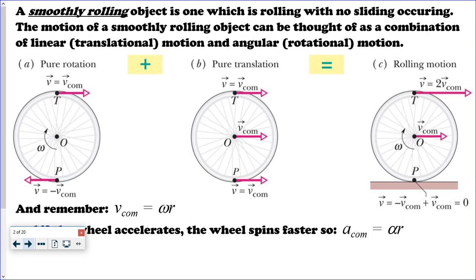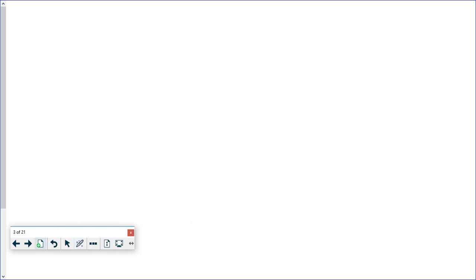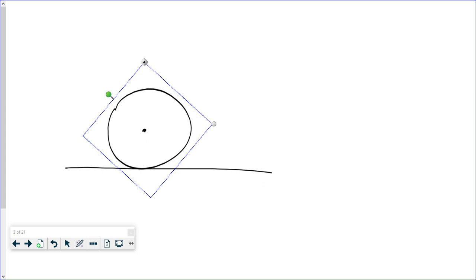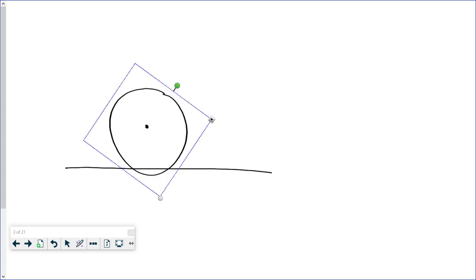Well, when an object, let me see if I can get this to work. I don't think I'm going to, but imagine you've got a wheel, right? And it's rolling along some surface. Draw the surface down here. So the idea is, when that object rolls along the surface, there are two types of motion. The first type of motion, the obvious motion, is since it's rolling, it's rotating, right? So you've got this rotational motion.